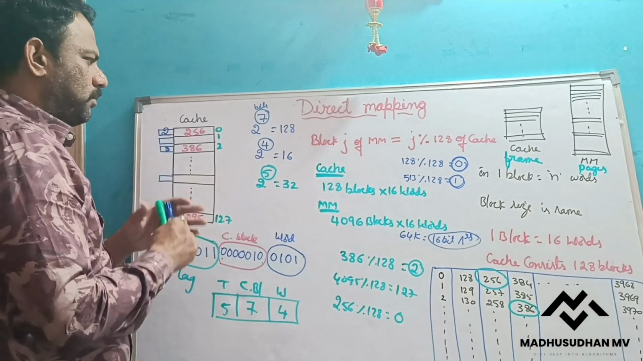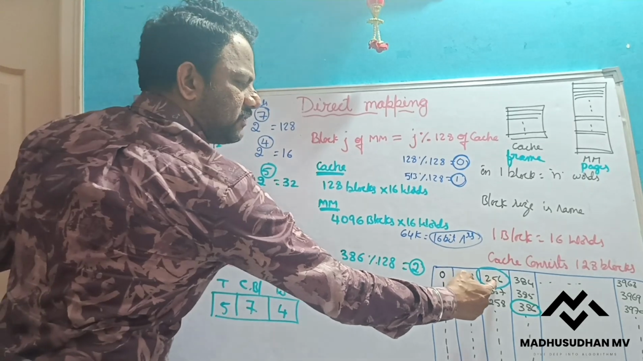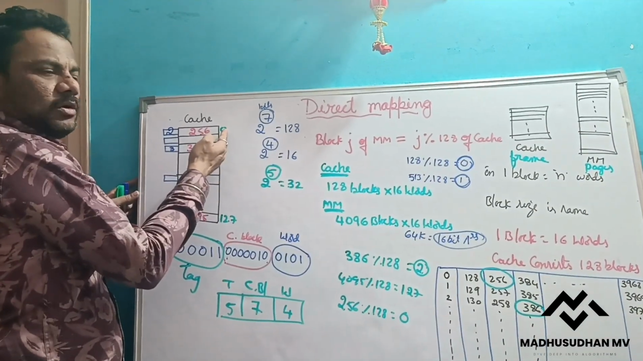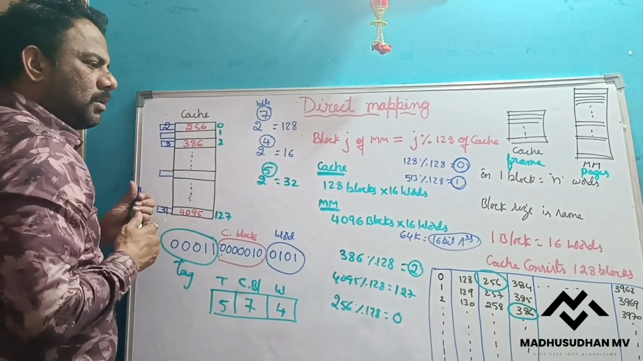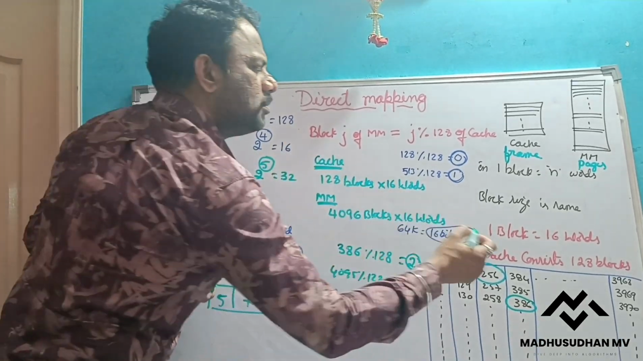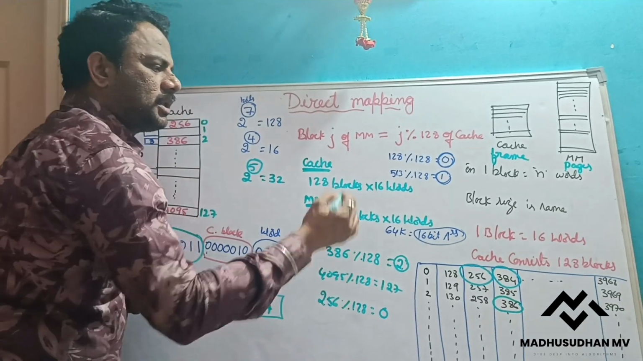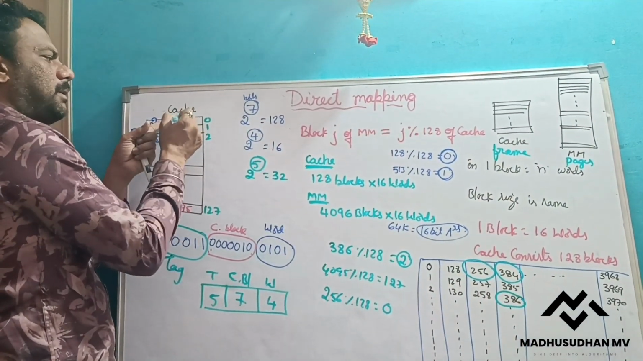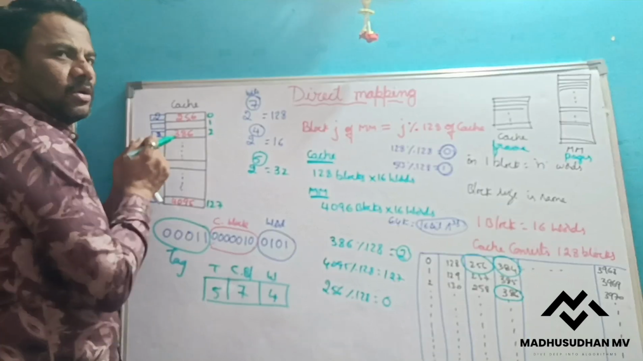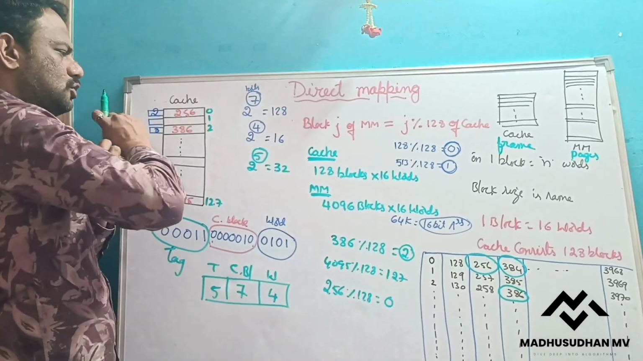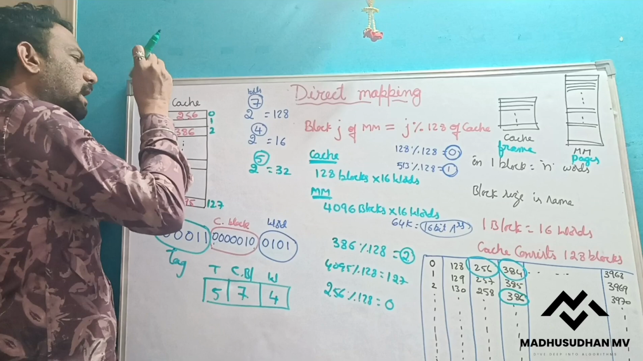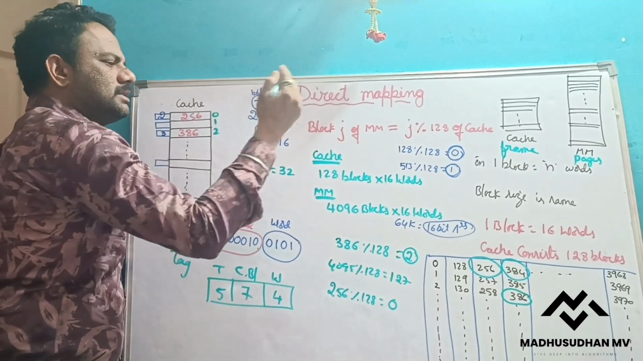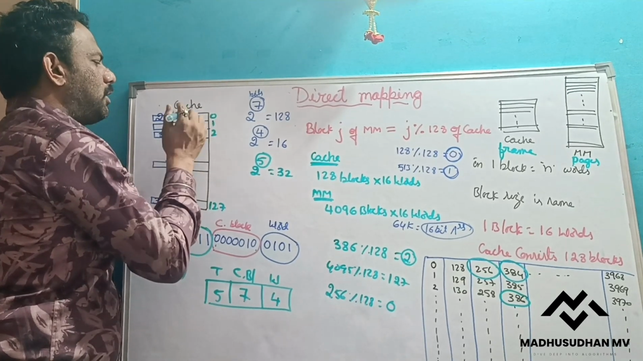Suppose, assume, right now I brought block 256 into cache block 0. Now, assume after some time I want to bring block 384 also. Now, 384 divided by 128 also gives remainder 0. That means that also I should be here only. But it is already occupied. So what to do? There is no other possibility, I need to fix here only. That means here only I am overwriting. I remove this 256 and bring 384 here only.